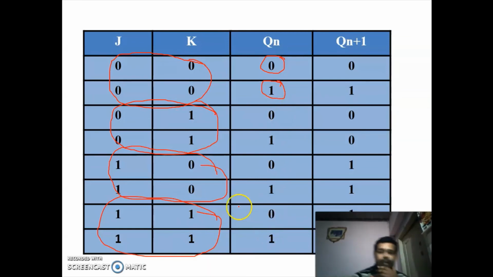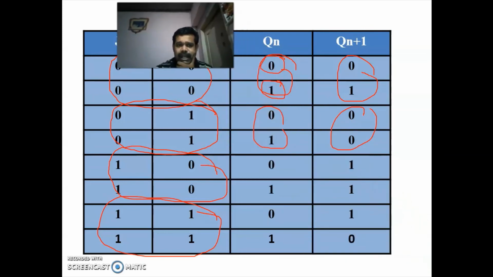Similar to the SR flip flop, if both inputs are 0, whatever you have in the present state will be the next state. When J is 0 and K is 1, whatever you have in the present state, the next state is 0. When J is 1 and K is 0, whatever you have in the present state, the next state is 1. When both inputs are 1, if you have 0 in the present state, you will have 1 in the next state. Similarly, when J and K are 1 and you have 1 in the present state, you will have 0 in the next state.